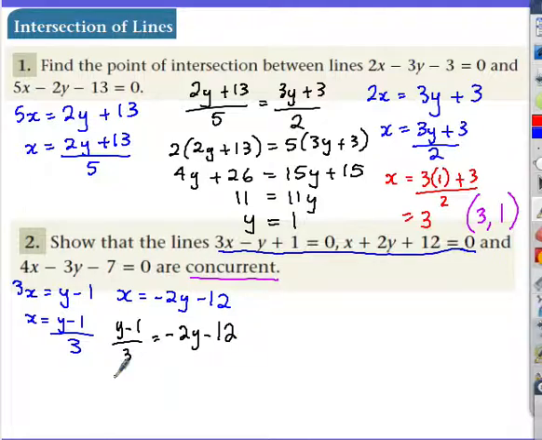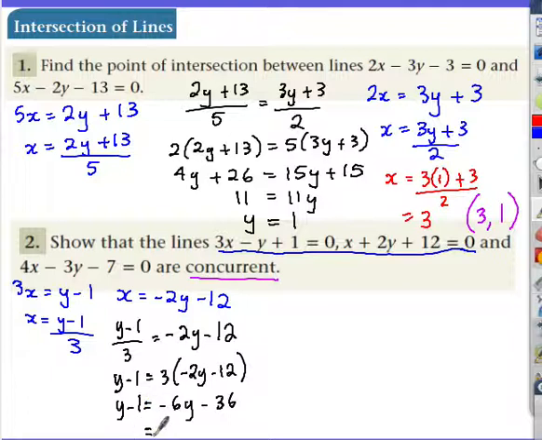We have to bring the 3 up. Expand the bracket. Minus 6. And what are we trying to do? We're trying to find y. So let's move all the y's over to one side. Move the 1 over first. Bring 6 over and then bring the y over. So 6y plus y is 7y, and 5y equals negative 35.